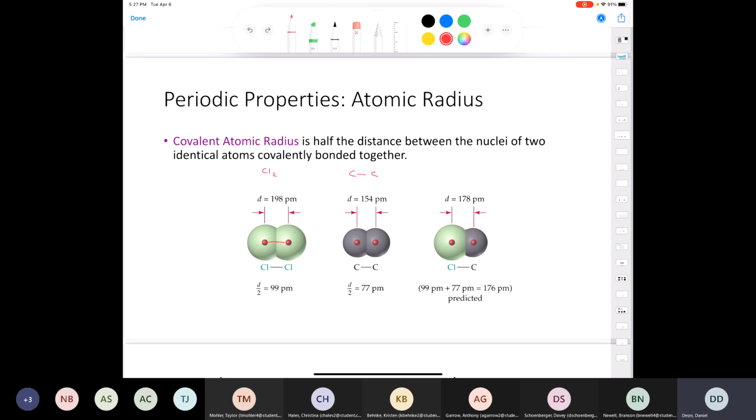And then, now that you've got the atomic radius of a chlorine and the atomic radius of a carbon, you can define the carbon-chlorine bond length, right? You just add 99 plus 77, and there you have it. Okay, so that's generally where we get the radius of an atom. That's how we know the size of an atom.